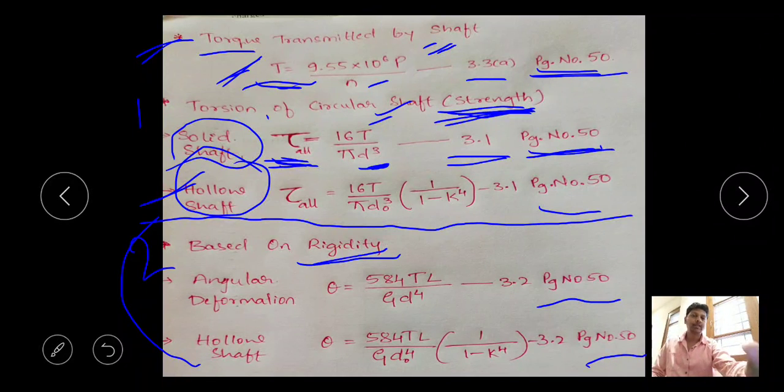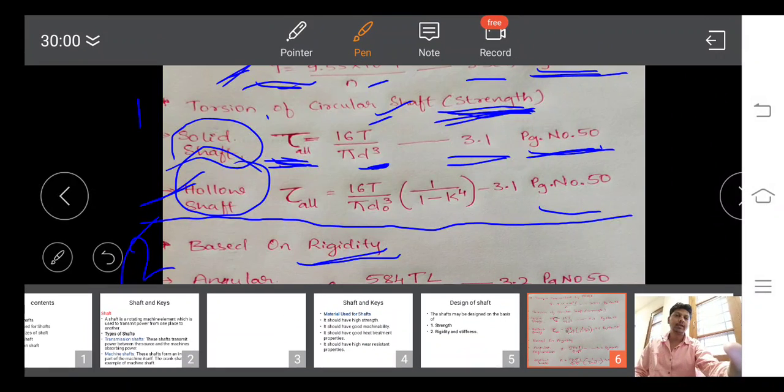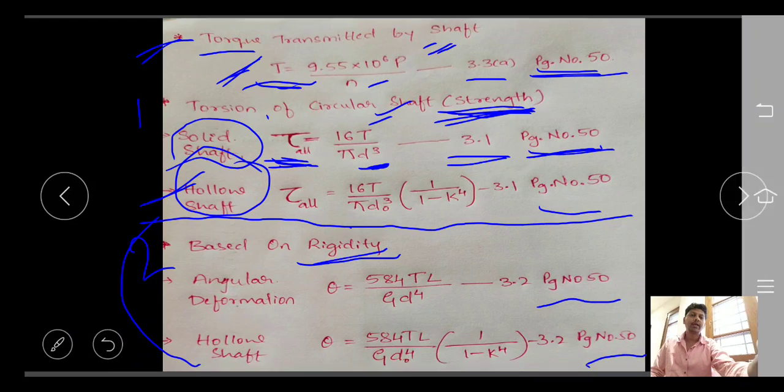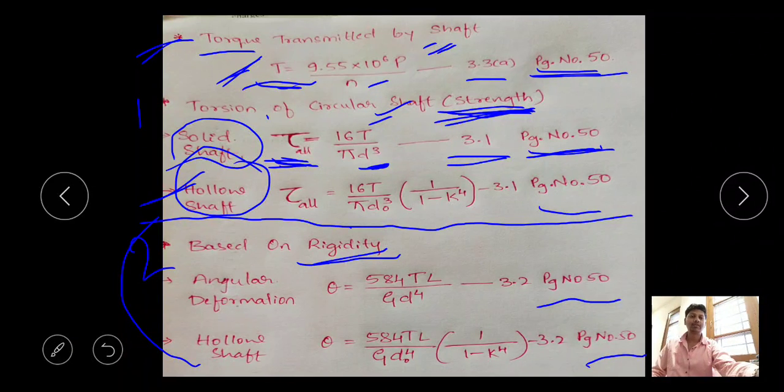Same 16T by pi D. D naught you have to put and divide into 1 divided by 1 minus k raised to 4. Okay, this formula you have to remember. Just these two formulas you have to remember for strength. Okay, for strength you have to remember these two. Directly they are there in the data handbook, just you need to use.